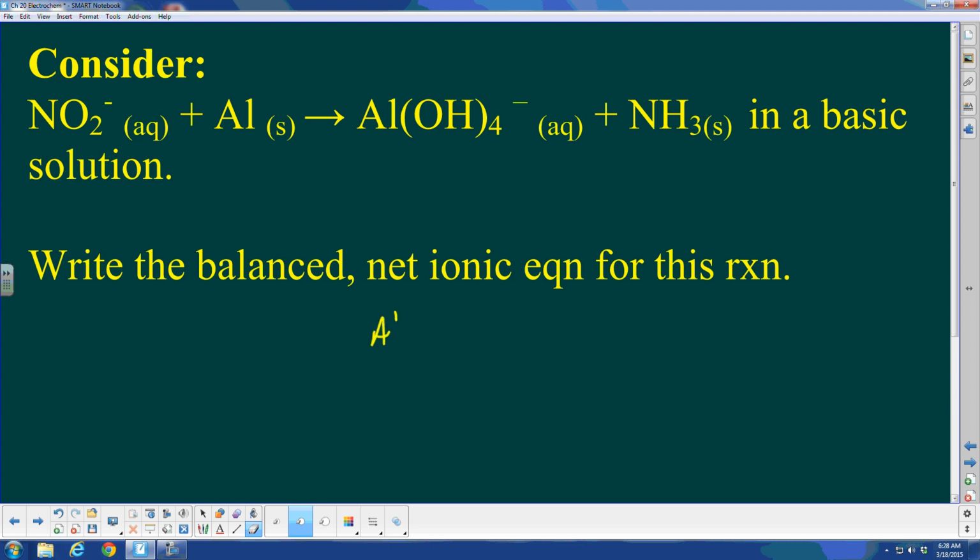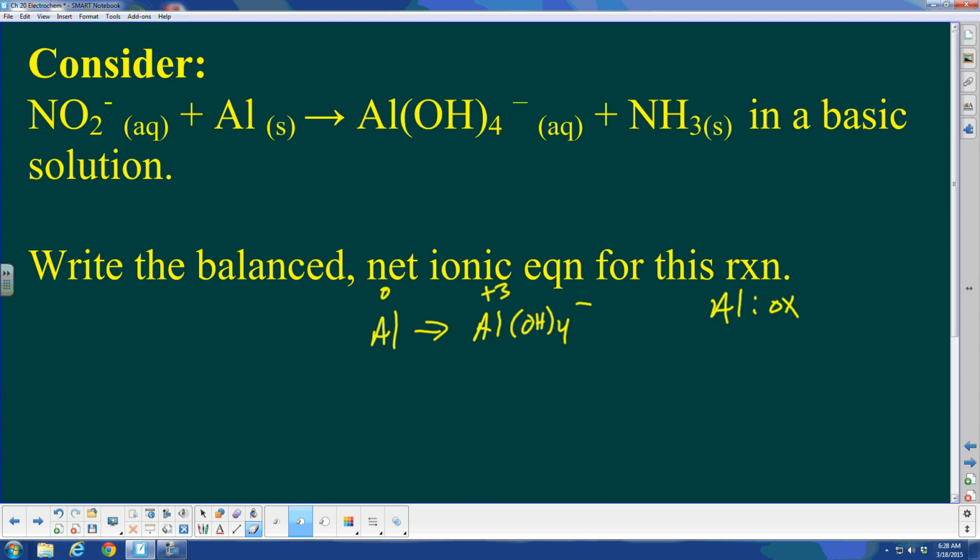I have my aluminum going to, what is that? It looks like tetrahydroxoaluminate. Oh my gosh. Did I just say that was a complex? Now, hey, maybe I have a complex. Good. So my aluminum, I have 0 here, right? And my aluminum here would have to be a +3. So my aluminum is oxidizing.